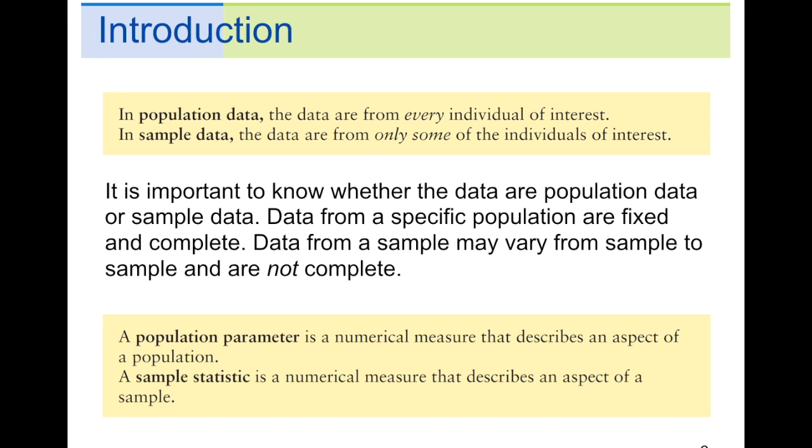So you may hear the word statistic a lot. However, statistic is only for a sample. So a sample statistic is the numerical measure that describes an aspect of a sample. But if you're talking about a parameter, it's the numerical measure that describes an aspect of a population. So statistic is just for a sample, but parameter is for the entire population.